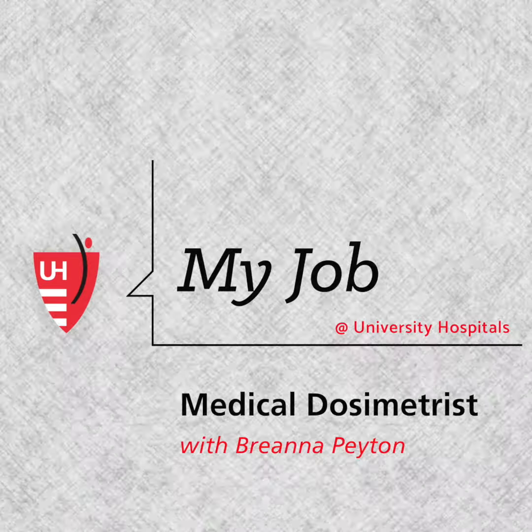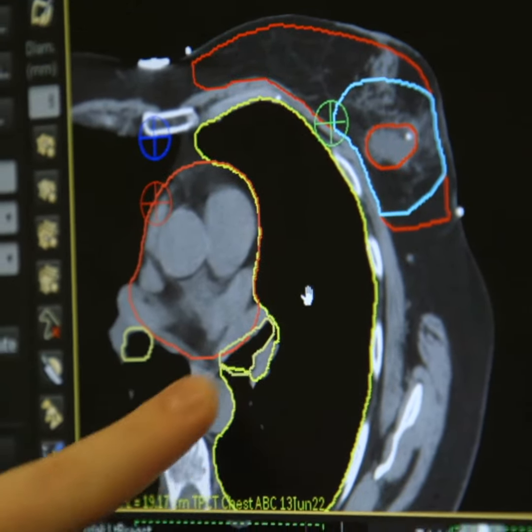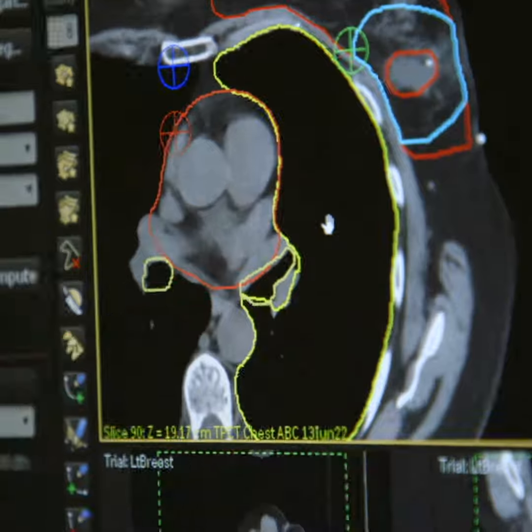A medical dosimetrist uses a treatment planning system, a computer, and a CT scan with the patient in the treatment position to decide where the radiation will enter the body and how it will treat the tumor and how it will not treat the organs around it. So if we're treating the lung, we have to treat the lung, but not treat the heart or the esophagus.